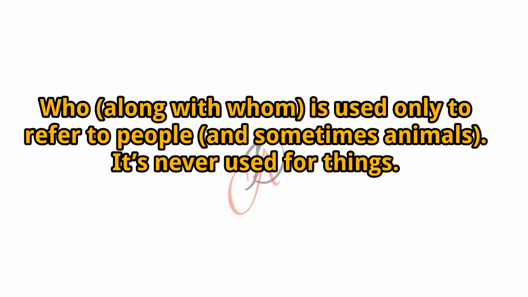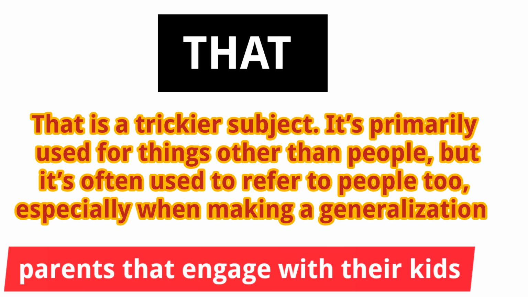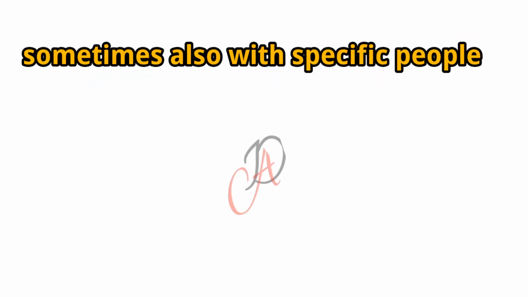And let's see that. That is a little trickier subject because it is primarily used for things other than people, but it's often used to refer to people too, especially when making a generalization. For example, parents that engage with their kids. As we have already discussed, the relative pronoun that is primarily used for things other than people, but it is used with people on two occasions. First, as we already discussed with the example, while making a generalization, and the second, when you're talking about specific people.